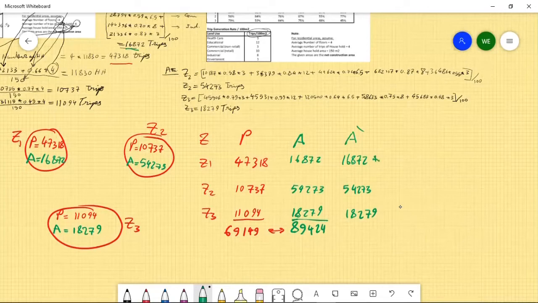So here, 69,149 divided by 89,424. This ratio is how much? 0.77. This is 0.77. So this is 0.77 multiplied. So what's the number here? The value?